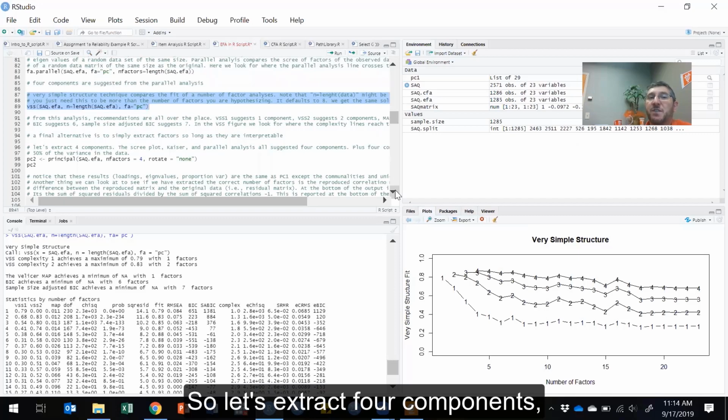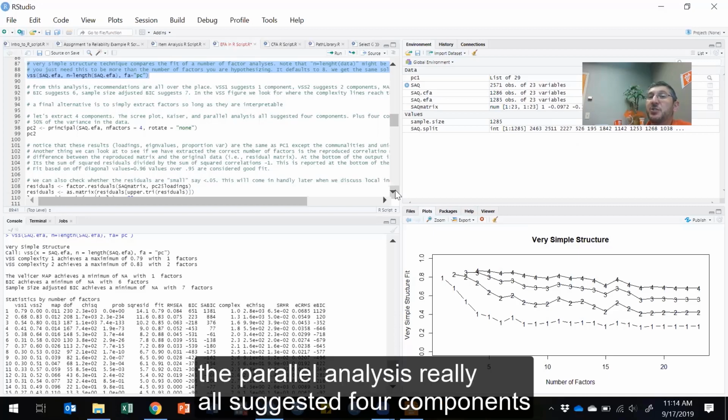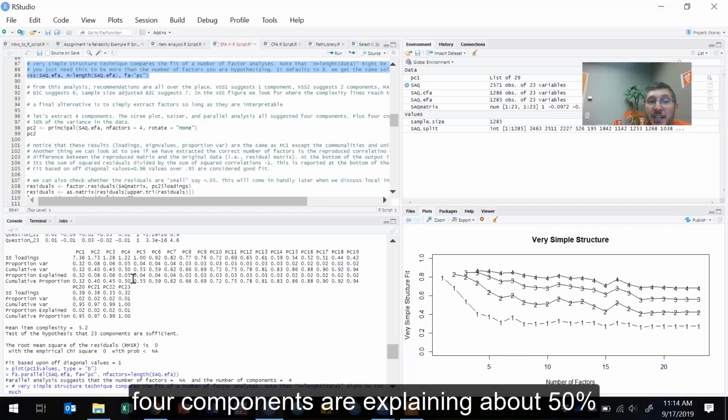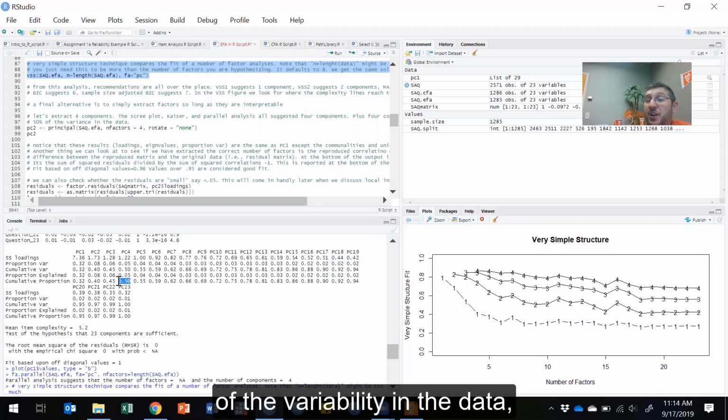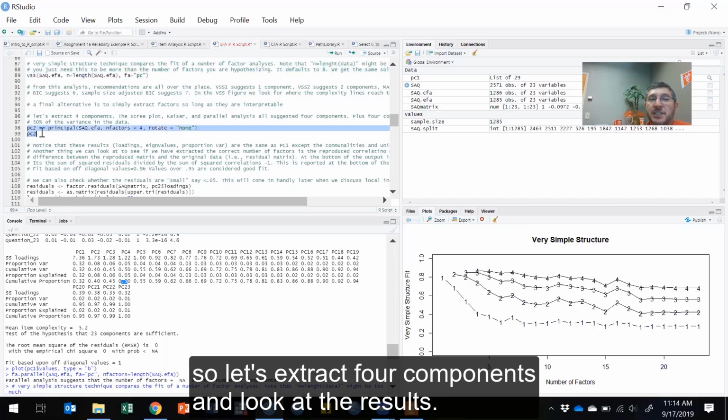So let's extract 4 components. The scree plot, the Kaiser value, and the parallel analysis all suggested 4 components. And if we look up here, 4 components are explaining about 50% of the variability in the data. So let's extract 4 components and look at the results.